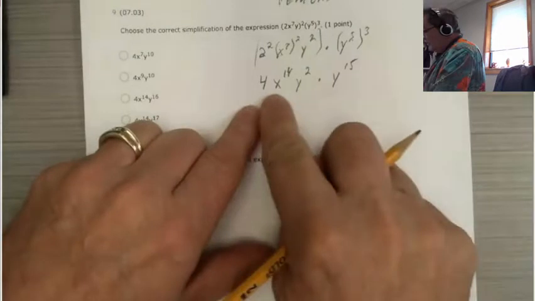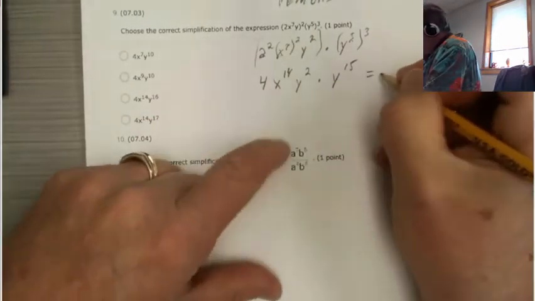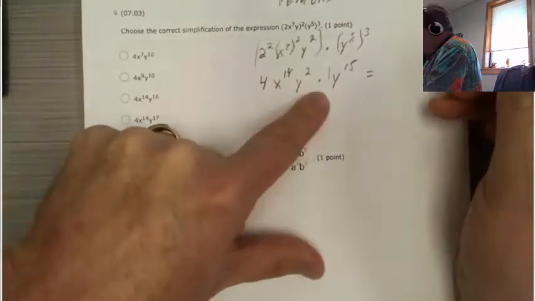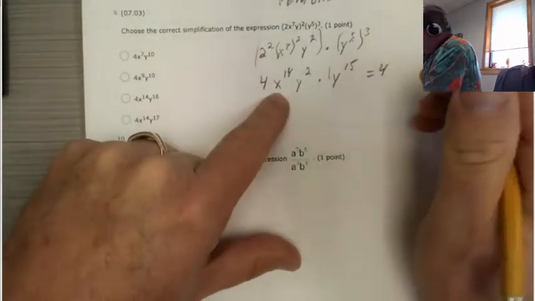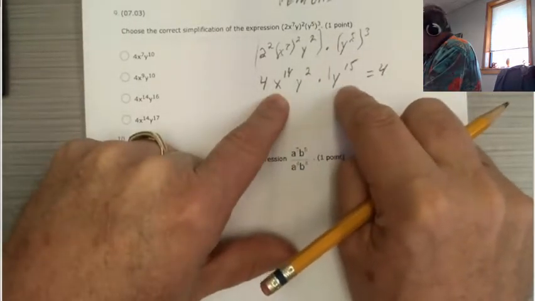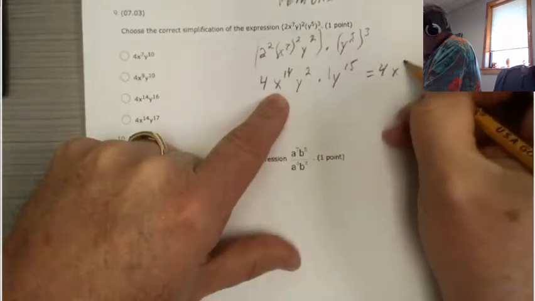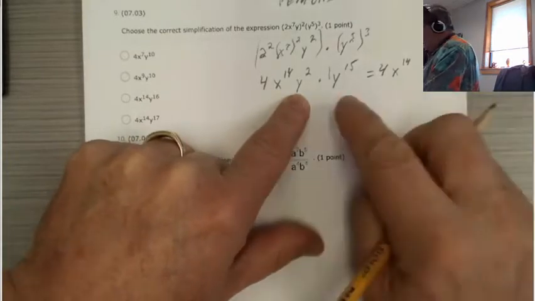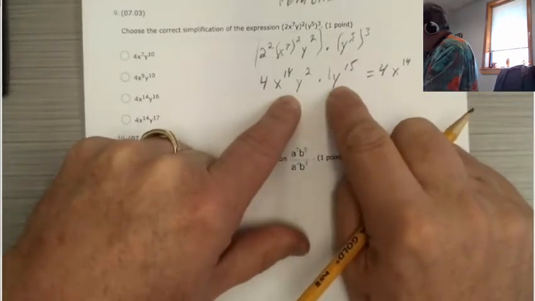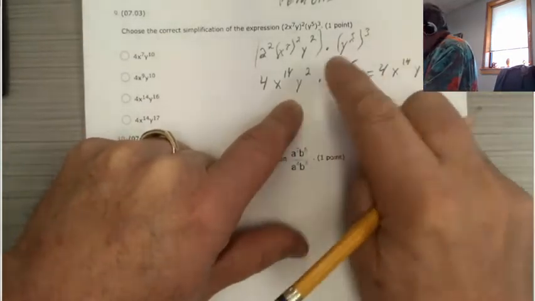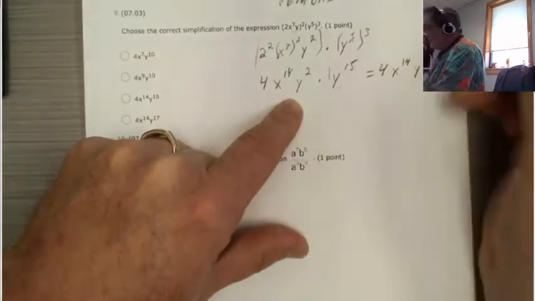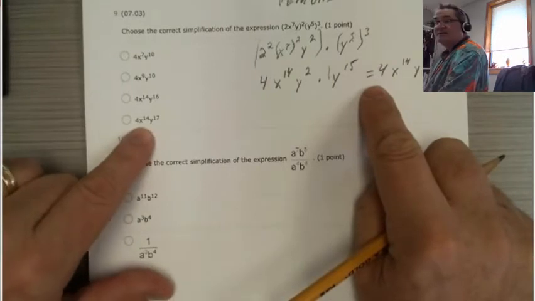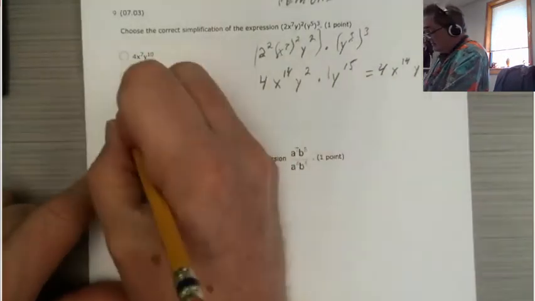So now multiplying this term and this term, the constant over here is 1. 4 times 1. There is no x term in the other, so the x stays as it is. It's just multiplied by 1. Y to the 2nd times y to the 15th. When we have an exponent times an exponent, we add them together. So we're looking for 4. There it is. 4x to the 14th, y to the 17th.